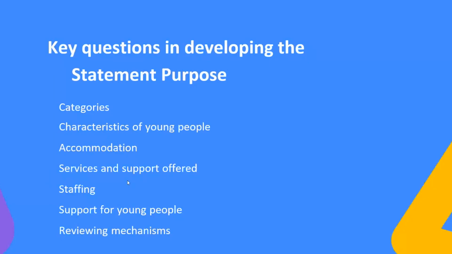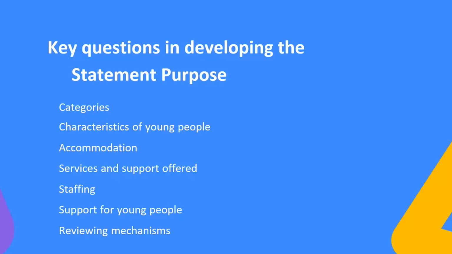So when you're developing your statement of purpose, some of the key things that you want to be considering: you need to be considering what categories of supported accommodation your service delivers. How does the registered person and the service demonstrate that they have the capacity and appropriate experience and skills to manage the service that you're setting out? If you're going to be delivering under more than one category, how are each of these going to be addressed? How are you going to describe the accommodation, and how could you adapt that accommodation to meet individual needs of young people where necessary? Considering what security arrangements you have in place and setting that out within there.